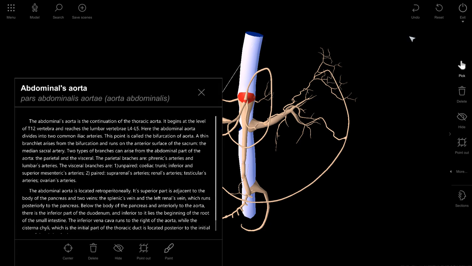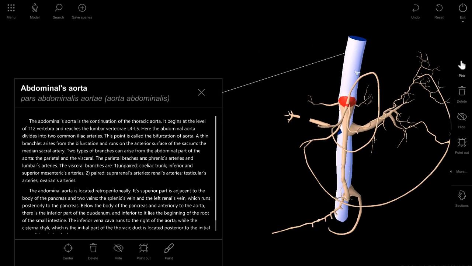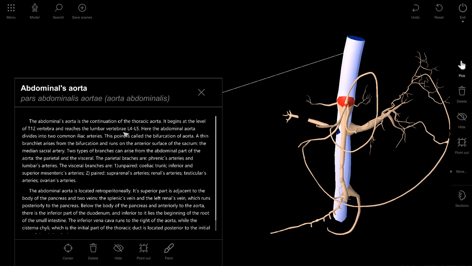Let's read the information. The abdominal aorta is continuation of the thoracic aorta. It begins at the level of 12th vertebra and reaches the lumbar vertebrae L4 and L5.